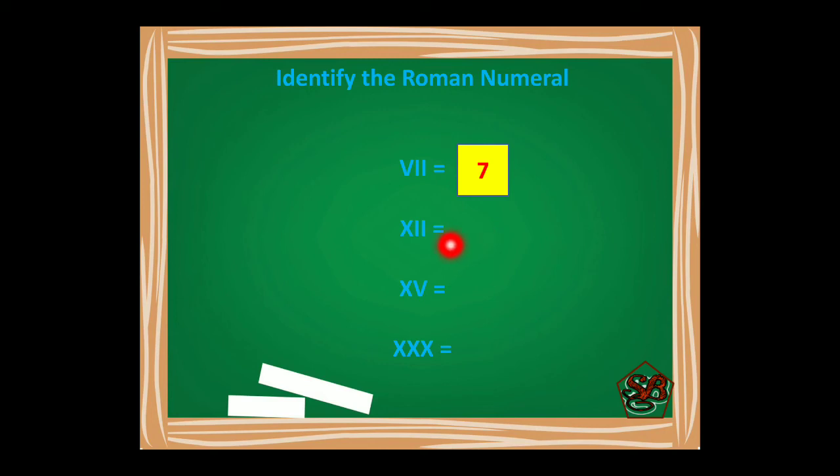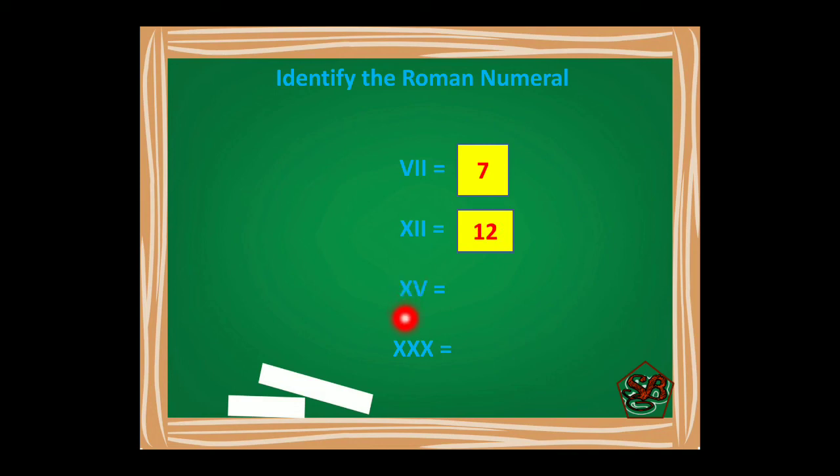Let's take another example. XII. X stands for 10, I for 1. Bigger number is on the left side and the smaller numbers are on the right side. So we are going to add 10 plus 1 plus 1, that is equal to 12.